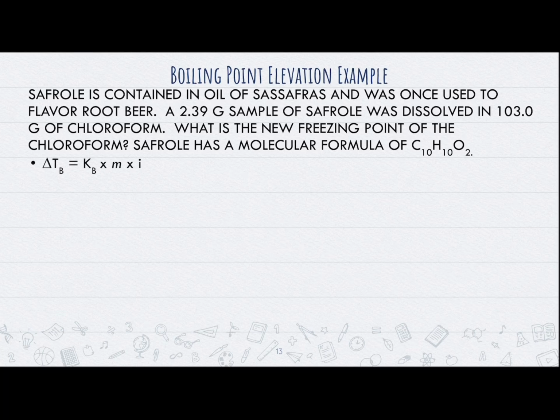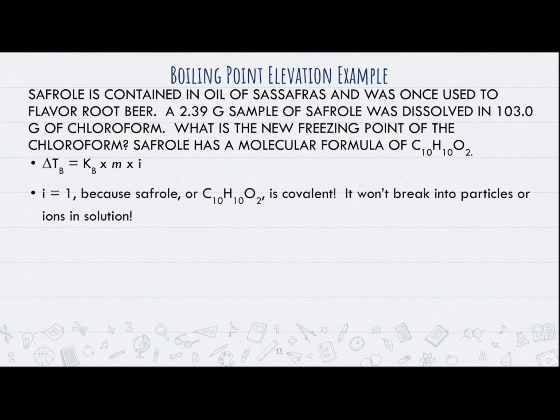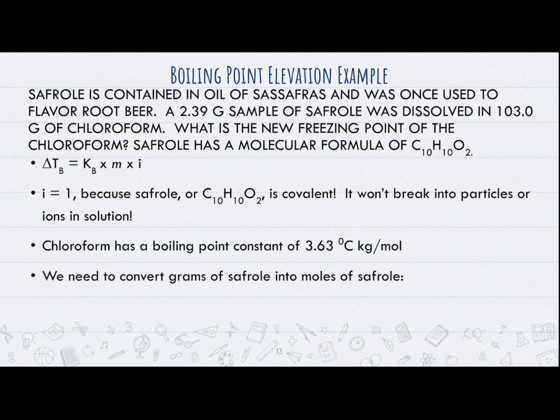So here is my equation. Those should say delta TF, not B. I don't know why it says that. I is just 1 because this chemical is covalent, so it's not going to break apart into ions. So I equals 1. Chloroform has a freezing point constant of 3.63. That's straight from the chart.